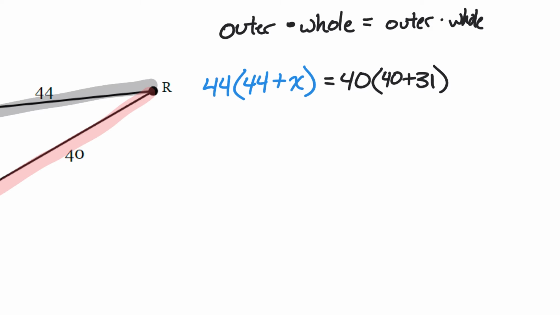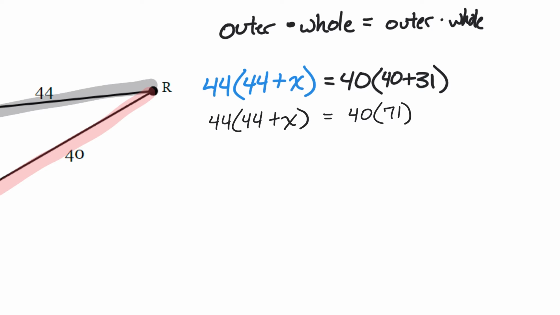All right, so here's what we're going to do. We can distribute or we can divide the 44, but let's take a look and see what happens on the right side of the equation. So this is 40 times 71 equals 44 times 44 plus x.